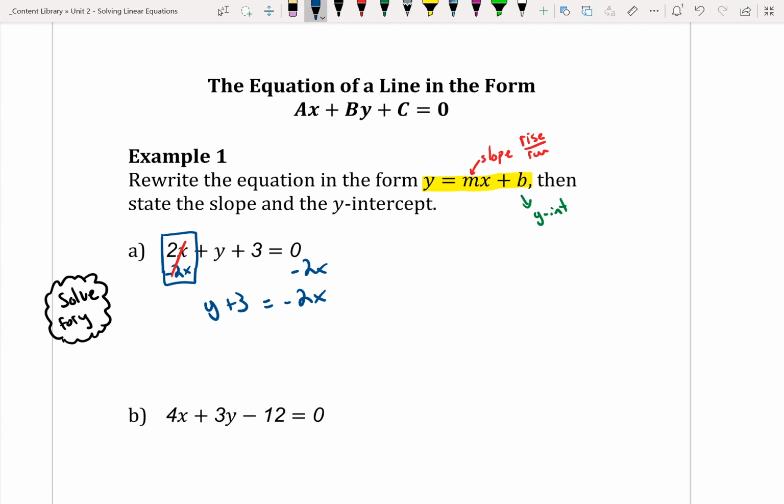I still need the y by itself, so I need to get rid of the plus 3 by minus 3 and do it to the other side as well. One side cancels out. I'm left with y equals negative 2x, and then because I can't subtract 3 from negative 2x because they're not like terms, I just put it at the end. And this is my new equation in the form y equals mx plus b.